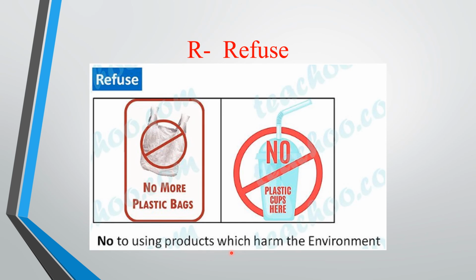And one more important way how we can reduce and save our environment from plastic trash is refuse. Refuse the usage of more plastics. Try to manage with whatever plastic products you are having so far. So say no to using plastic products which will harm the environment. You can start it right from your home.